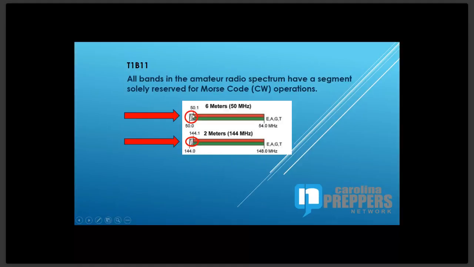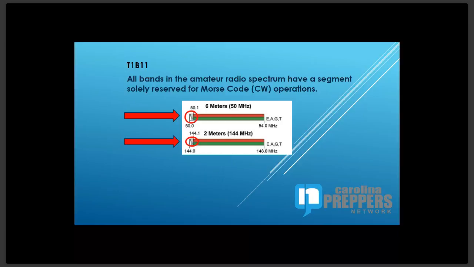And again, it comes back to the fact that CW can get through most interference. Atmospheric interference it can get through. However, voice, especially voice that's within range of the transmitting station, it is so easy for voice to bleed over and just completely drown out a CW signal.